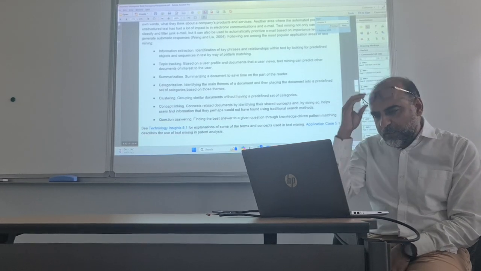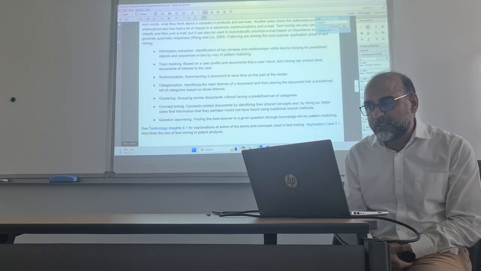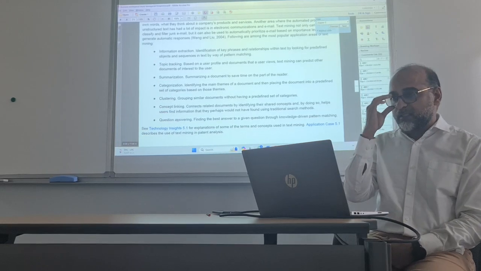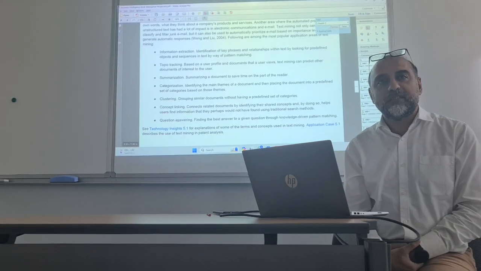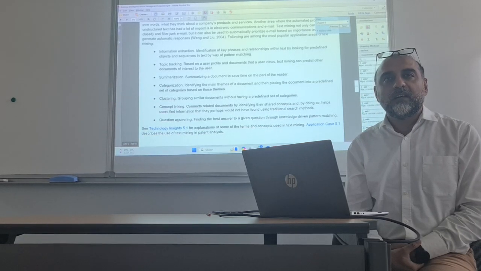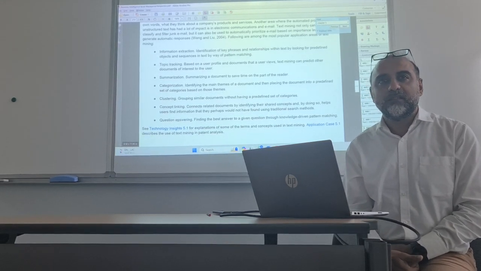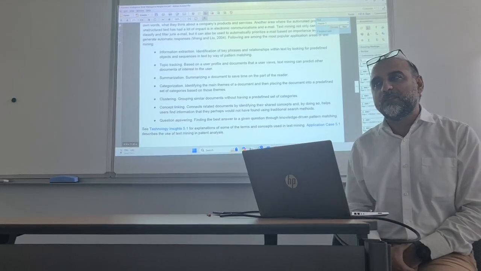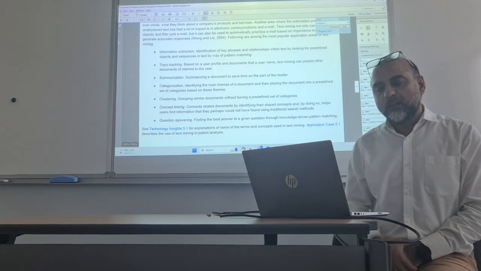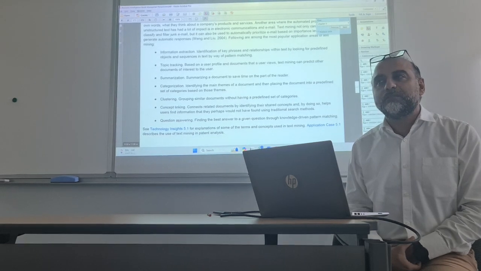Okay, so information extraction is the identification of key phrases and relationships within text by looking for predefined object sequences in text by way of pattern matching. So it basically says that you have words coming in a certain order, like some words come before another word. Just like this, phrases. A phrase like text mining always comes like this: text mining, text mining, text mining. Two words together, right? So information extraction is picking up all those patterns and relationships.